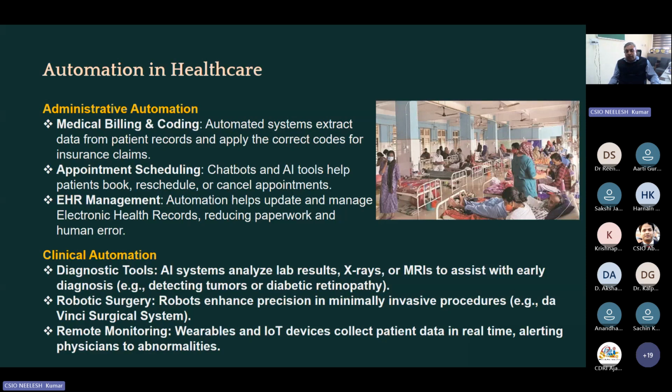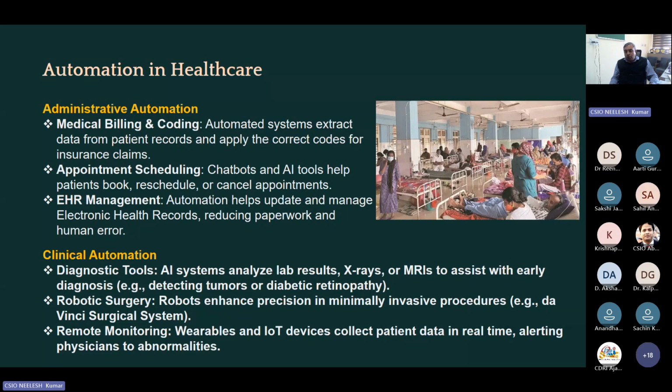As I mentioned, the clinical automation on which the workshop very much focuses is to develop diagnostic tools. So CSIO has some presence in analyzing X-ray images or converting 2D images into 3D images and having better diagnostic tools. For example, detecting tumors or diabetic retinopathy or other modalities. So these can aid diagnosis. This is the clinical automation part.